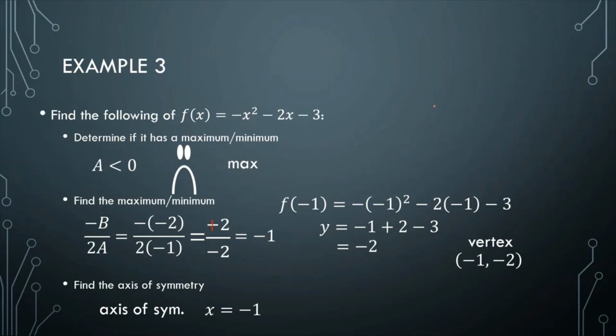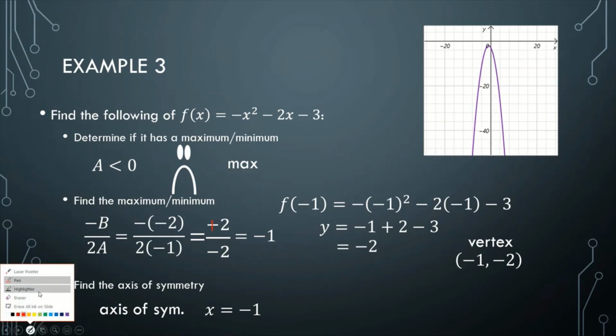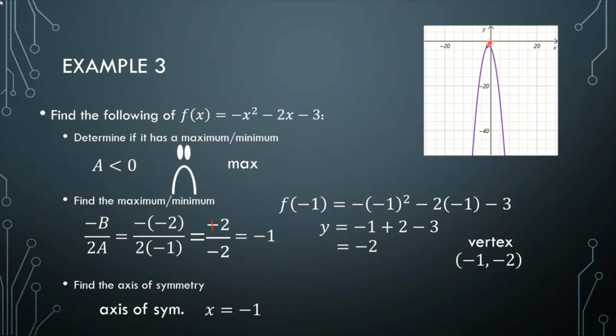Now let's look at a graph really quick of how this appears. Let me change to a laser pointer. On this graph, the vertex is negative 1, negative 2. Here it's counting by 4s: 4, 8, 12, 16, 20. You can see that it appears in the right place. You have the axis of symmetry. And a is less than 0, it's negative, so it is facing down.